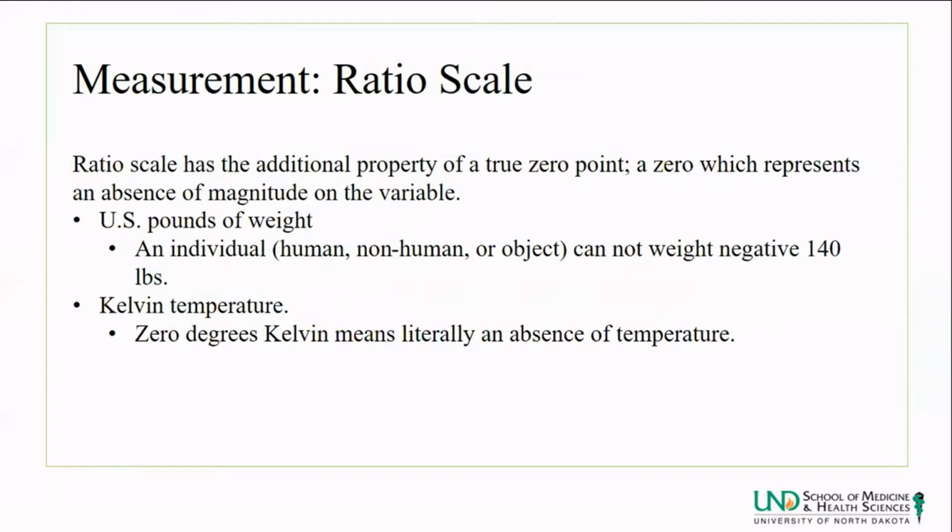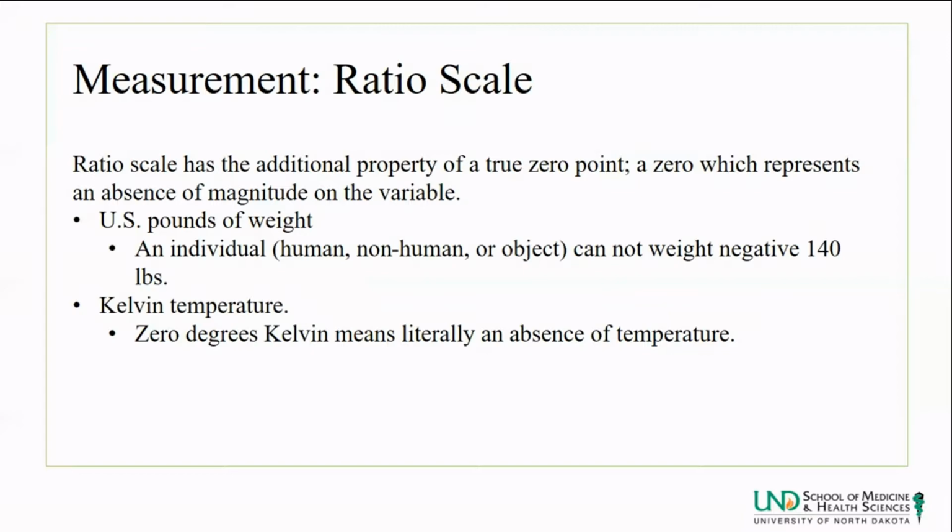Ratio scale of measurement. All right, so the ratio scale has all those other properties, but it also has a true 0 point. 0 represents an absence, right? There's no magnitude at 0. So when we think about US pounds of weight or kilograms of weight, 0 indicates no weight. Okay, you cannot have some object or living thing, non-living thing that weighs negative 140 pounds. That's impossible. It doesn't make sense.